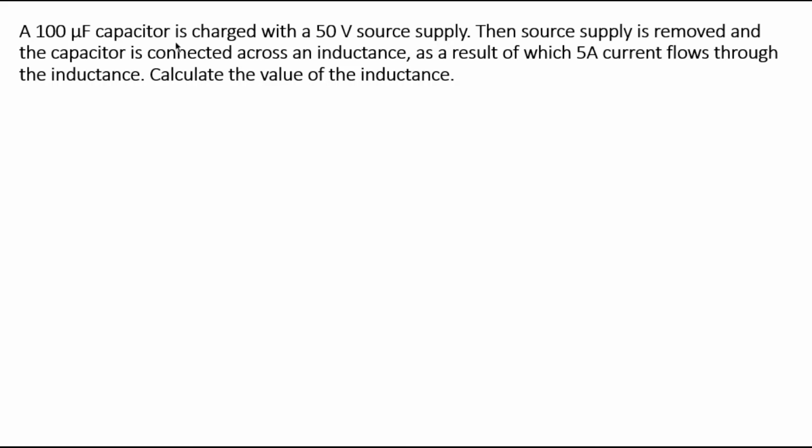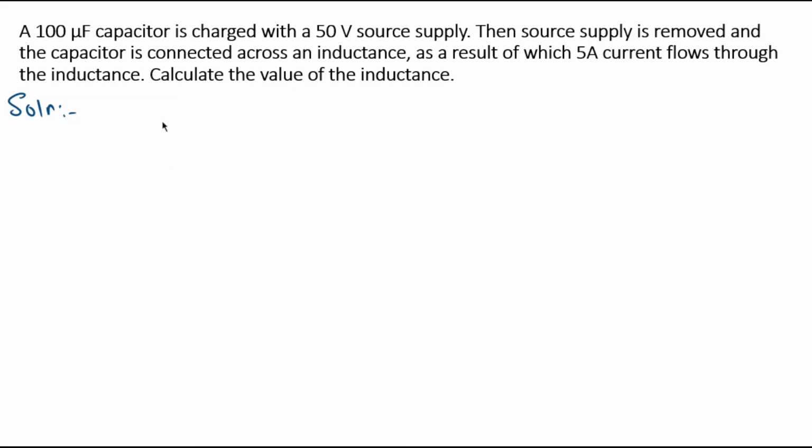A 100 microfarad capacitor is charged with a 50 volt source supply. Then source supply is removed and the capacitor is connected across the inductor, as a result of which 5 ampere current flows through the inductance. Calculate the value of inductor. This is also a sum of LC oscillation where a capacitor is charged by using a 50 volt source, and the source is removed and an inductor is connected so that LC oscillation should happen, and we need to calculate the value of the inductance for which the current is 5 ampere flowing in the circuit.